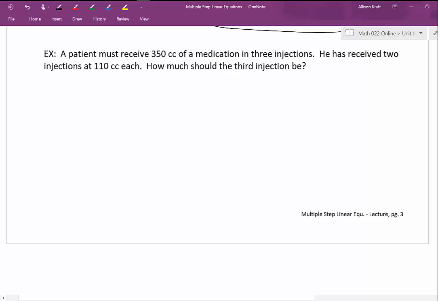Again, I want to start by defining what my unknown is. They're asking us to find how much the third injection should be, so that's going to be my variable. We're going to let x be equal to the amount of the third injection.